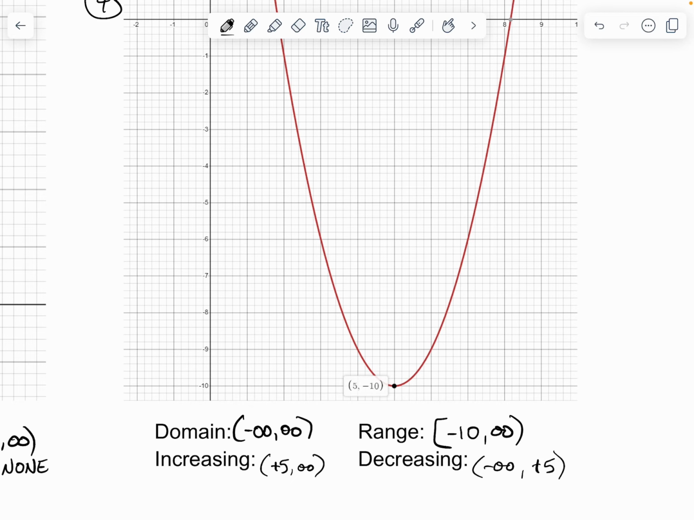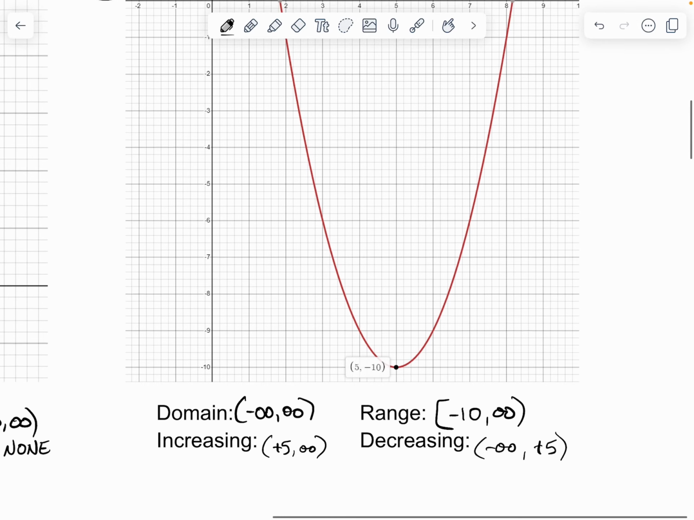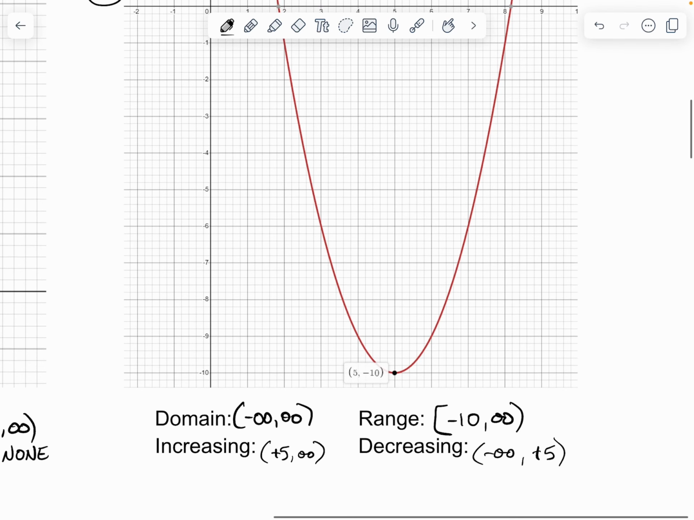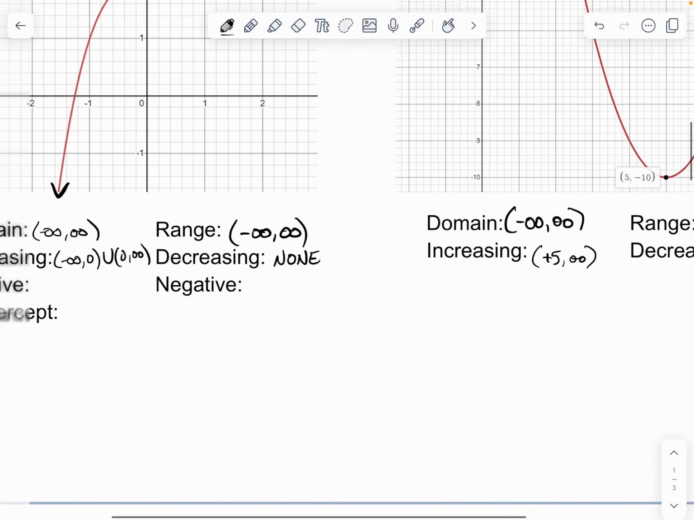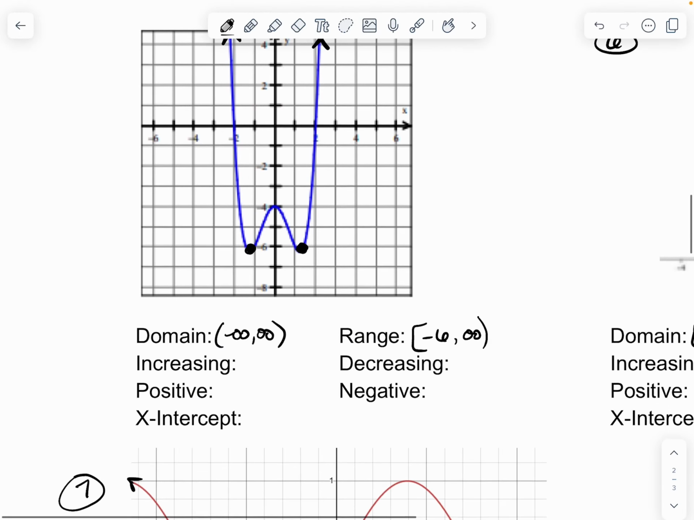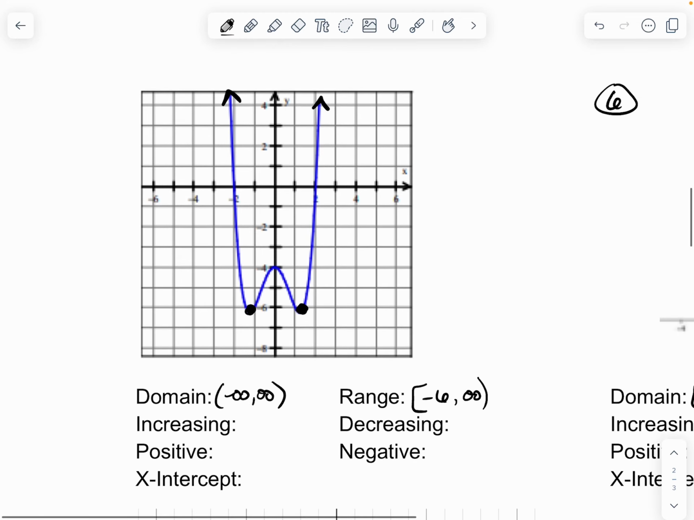Oh, it's positive 5. You're correct. Positive 5. Okay? So from positive 5 to infinity, it's increasing. From negative infinity to positive 5, it's decreasing. All right, increasing, decreasing for this one.